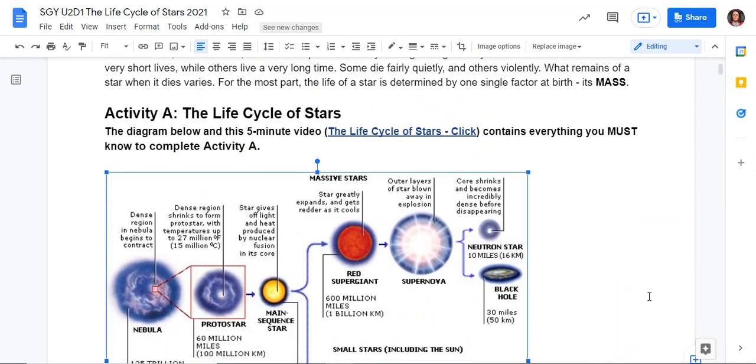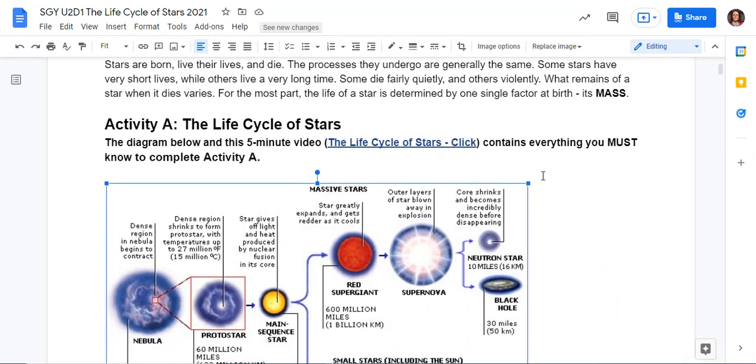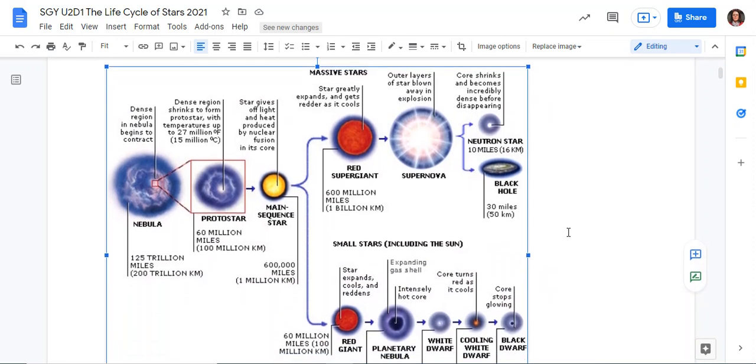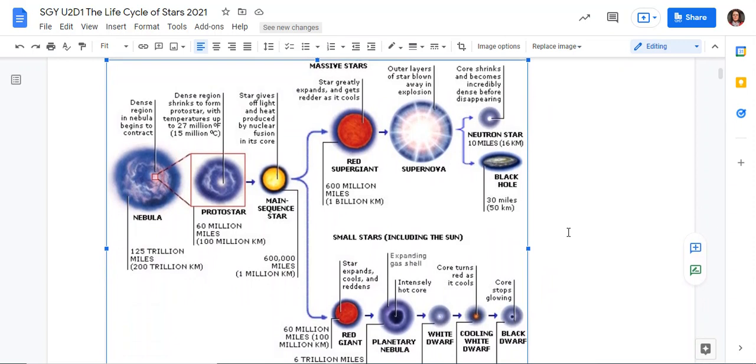So here is a video you can click through on this assignment and watch. I recommend that you do that as we work through it. And here is a nice diagram that looks at the life cycle of a star. It starts as a nebula, which is a dense region, and some part of it begins to contract, creating a protostar. That leads to it turning into a main sequence star where the star gives off light and heat, and fusion begins in its core.